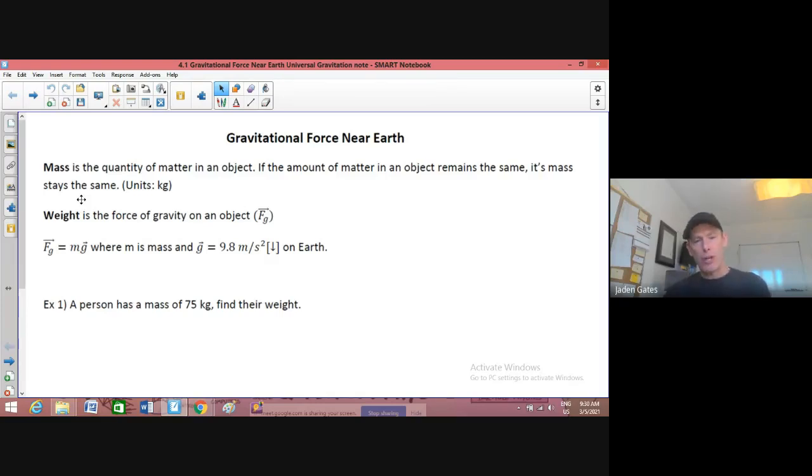Now, the other word is weight. Weight is the force of gravity on an object. So that's where we're dealing with forces here. And that force is called Fg, the force as the result of gravity. Now, to find weight, or the force of gravity acting on an object, we have mass times g, where g is the acceleration due to gravity.